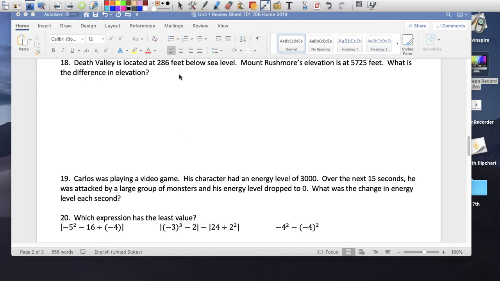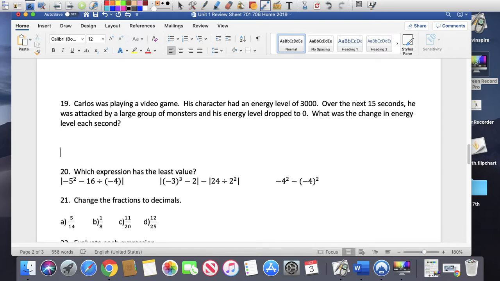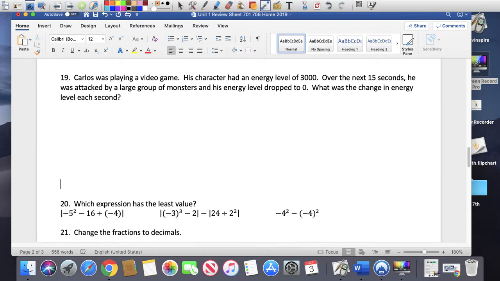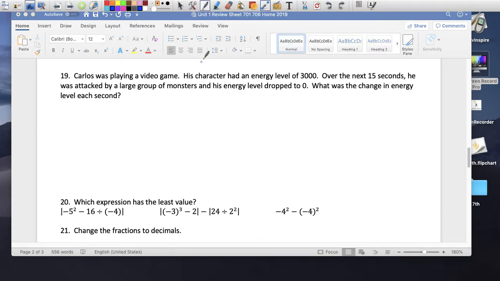19. Carlo is playing a game. His character had an energy of 3,000. Over the next 15 seconds, he was attacked by a large group of monsters and his energy level dropped to 0. What was the change in energy level every second? So, assuming that it was consistent, the drop in energy, 3,000 divided by 15, 15 seconds, is going to give us how much energy he lost per second.